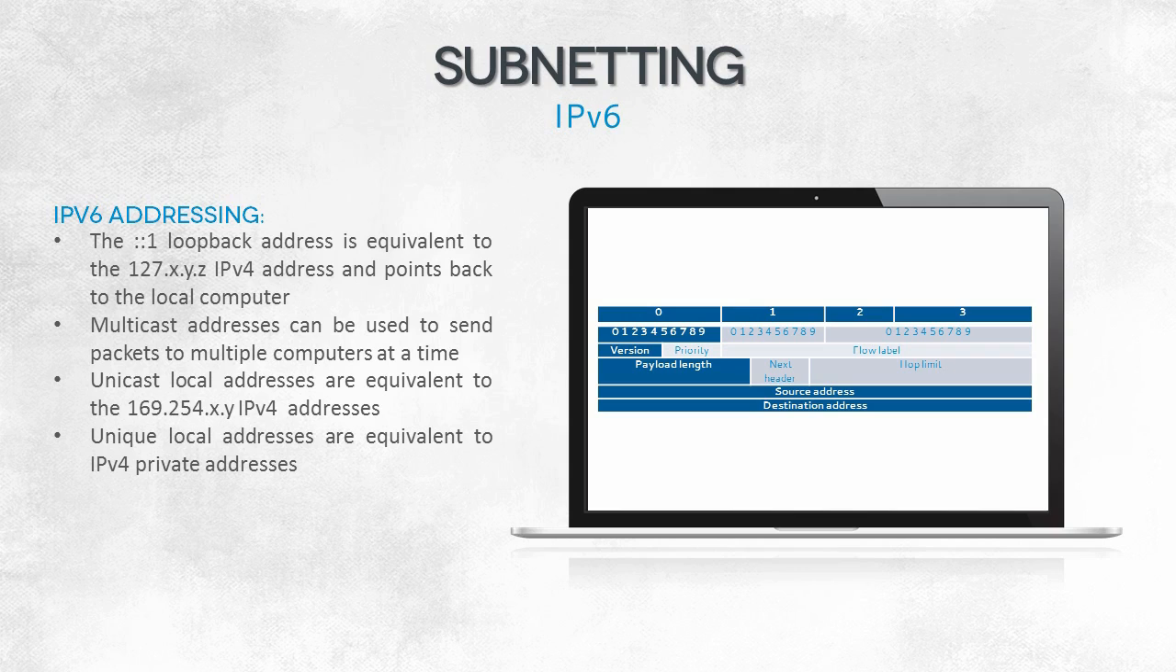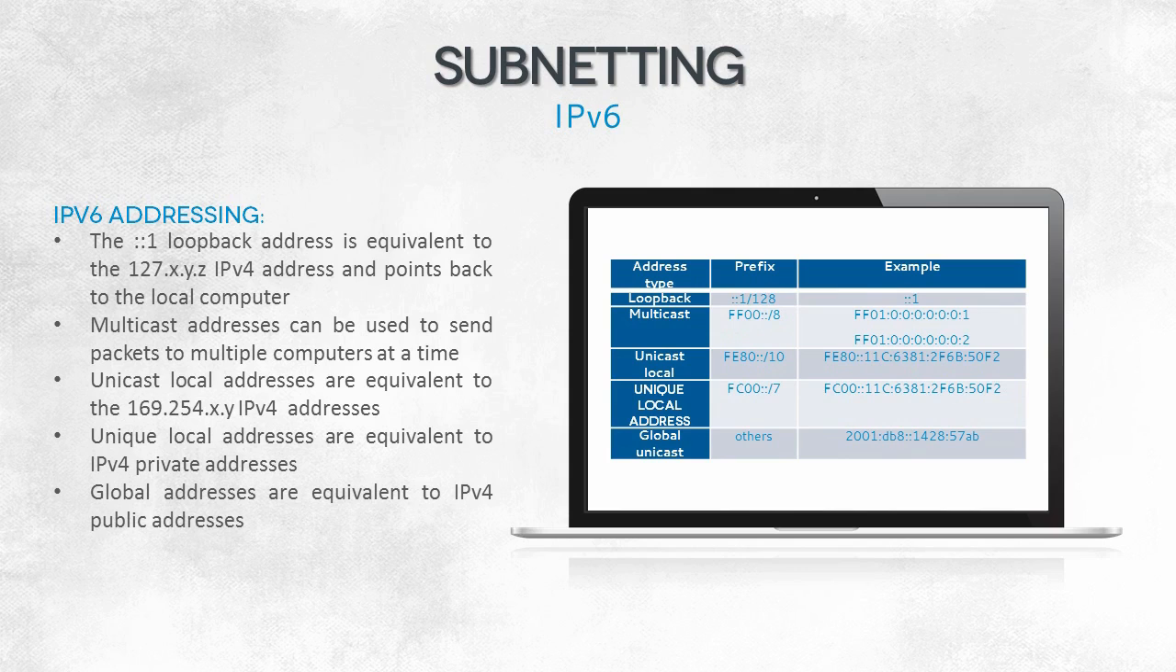Then there are unique local addresses. These are the IPv6 counterparts of the private addresses of the fourth version. Those were addresses such as 192.168.x.y. They are non-routable on the internet, but in general they can be routed. The last type of addresses is global addresses, which is the equivalent of public addresses in IPv4. Examples of all the types of IPv6 addresses are presented in the table below.